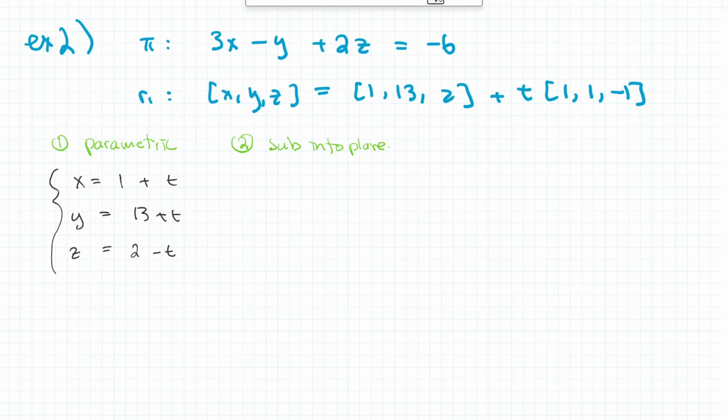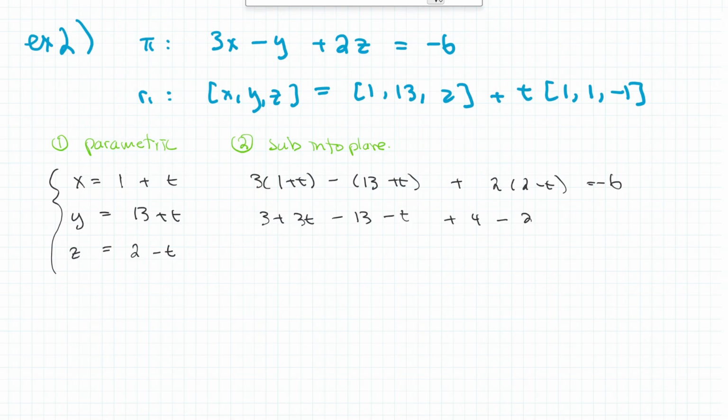I honestly love intersections of lines and planes. I feel like they're quite straightforward compared to some of the other stuff in vectors. So here we just take this and sub it in. So we've got 3 times 1 plus t minus 13 plus t plus 2 minus t equals negative 6. Okay, so if we expand this out, we've got 3 plus 3t minus 13 minus t plus 4 minus 2t equals negative 6. And then as a result, we get 0t minus 6 equals minus 6.